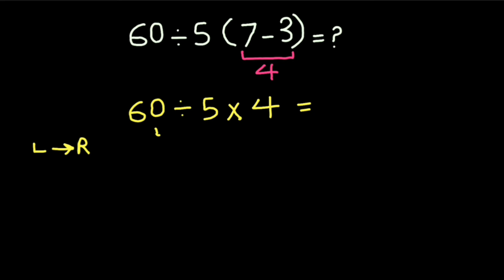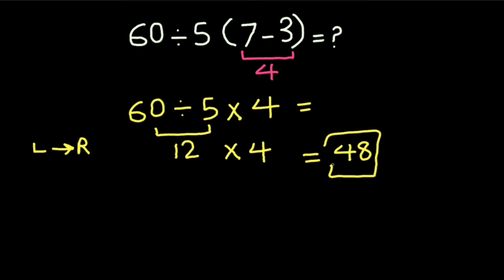Now 60 divided by 5 gives us 12. Now 12 times 4 gives us 48. The final answer is 48.